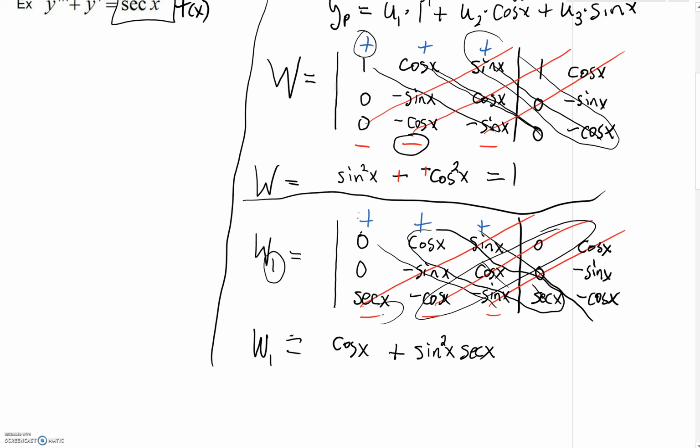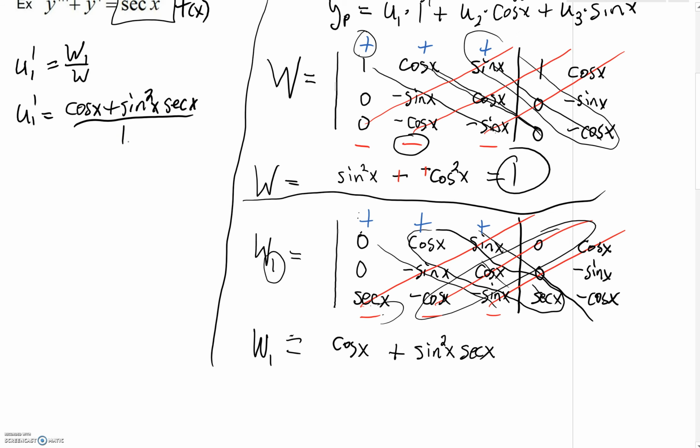Now, we could go ahead and find W sub 2 and W sub 3. It wouldn't be difficult to do. But listen, I do want to immediately jump off to the side and talk about why we've been doing this. U sub 1 prime is W sub 1 over W. So U sub 1 prime, we just found this to be cosine of x plus sine squared secant x. And thankfully, my goodness, W you already found to be a 1, didn't you? So, hey, this is working out nicely.